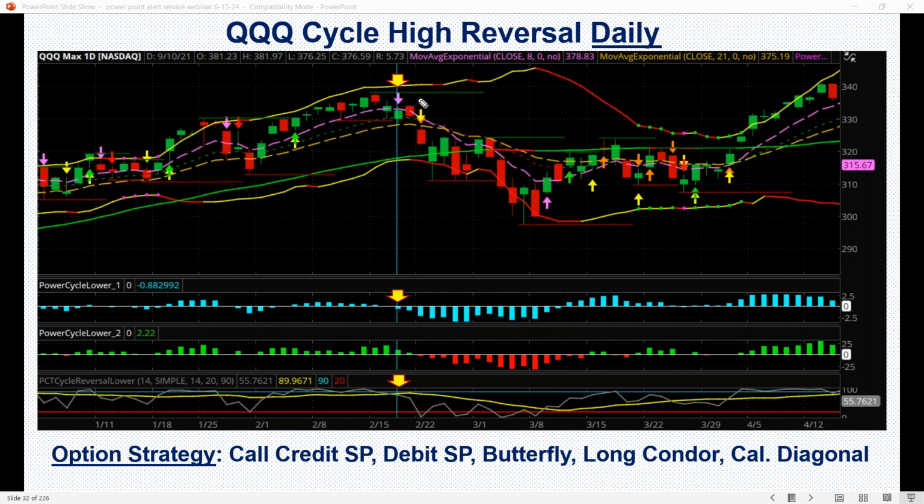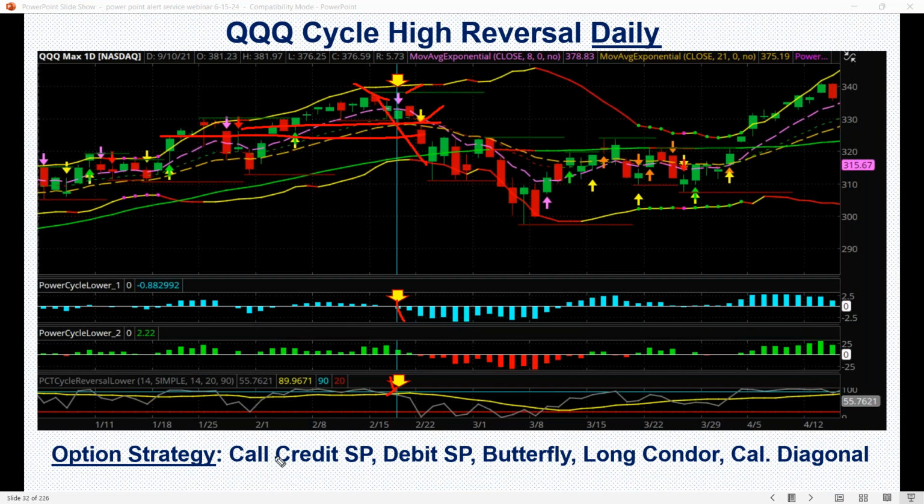And so in this kind of environment, you can see here, that's a cycle reversal right here from the reversal indicator. And then we finally get momentum starting to cycle down here, cycle 1 and 2. And then we get a break of those key moving averages here, and we start to get a pullback.